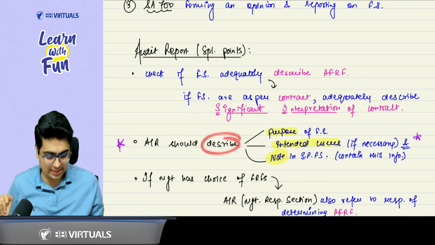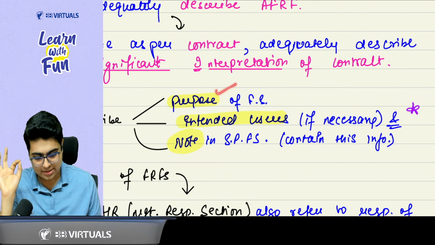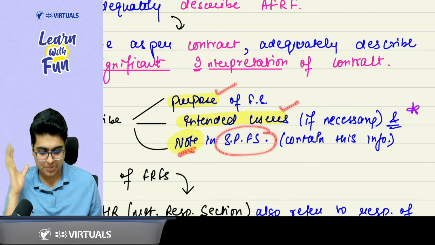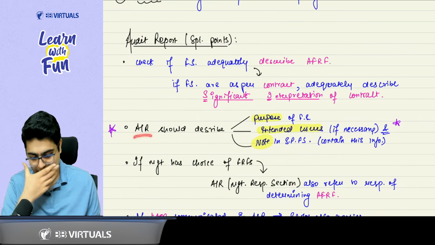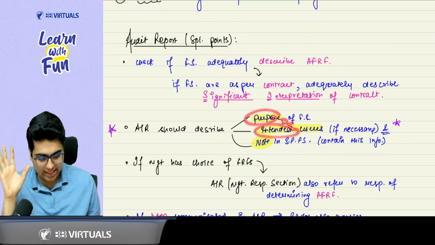They should also describe three things. It is a special purpose financial statement. Yes, sir. So the purpose. It is for specific users. So the intended users. And there should be a note on this aspect in the special purpose financial statement. So the audit report will describe three things: the purpose, the intended users, and a note in the SPFS which contains this information.